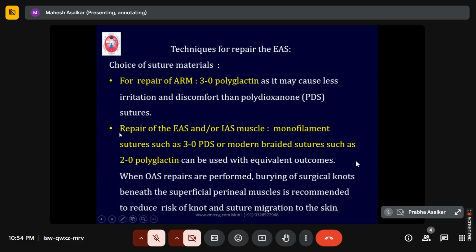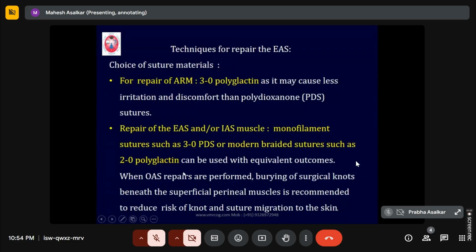Okay, for repair of external anal sphincter and or internal anal sphincter muscle, you go for monofilament sutures such as 3-0 PDS or modern braided sutures such as 2-0 polyglactin. So here, if you are dealing with the sphincter, then 3-0 PDS is used. If you are suturing the anorectal mucosa, it is 3-0 polyglactin, that is Vicryl. If you are suturing the sphincter, either internal or external, then go for 3-0 PDS. And if you are using Vicryl, then it is 2-0 polyglactin, which can be used with equivalent outcomes.